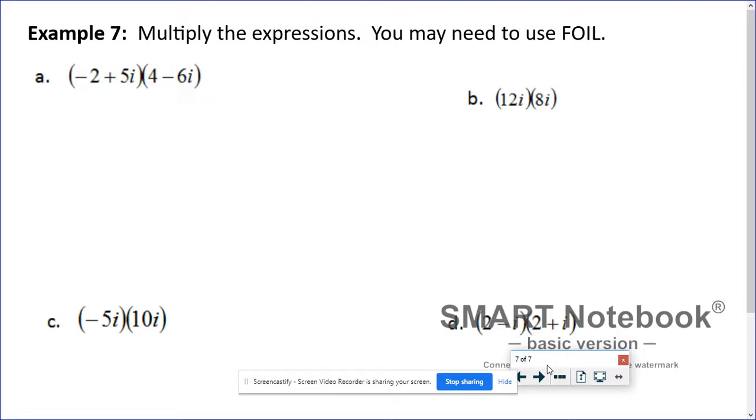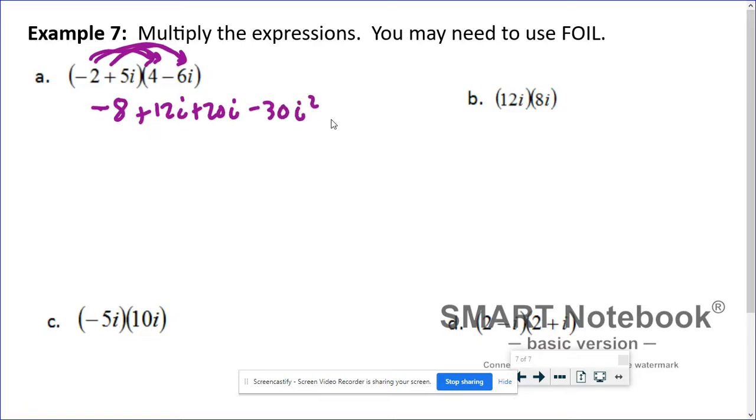Last part of the objective was the multiplication. This essentially works the way you think it should. However, there's one part at the end that I will show you. So we're going to FOIL like normal. -2 times 4 is -8. -2 times -6i is plus 12i. 5i times 4 is plus 20i. 5i times 6i is 30i squared. We will combine the two i terms to get 32i.